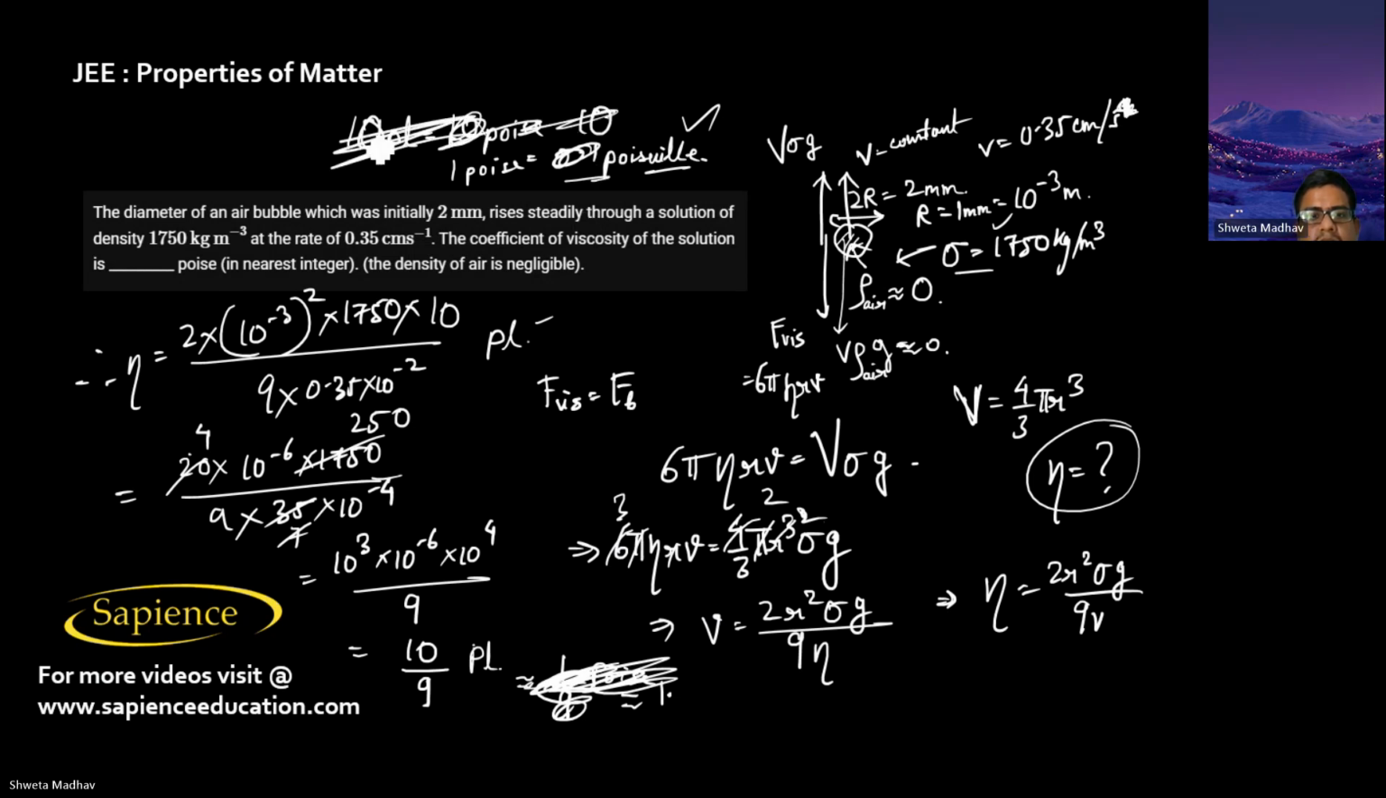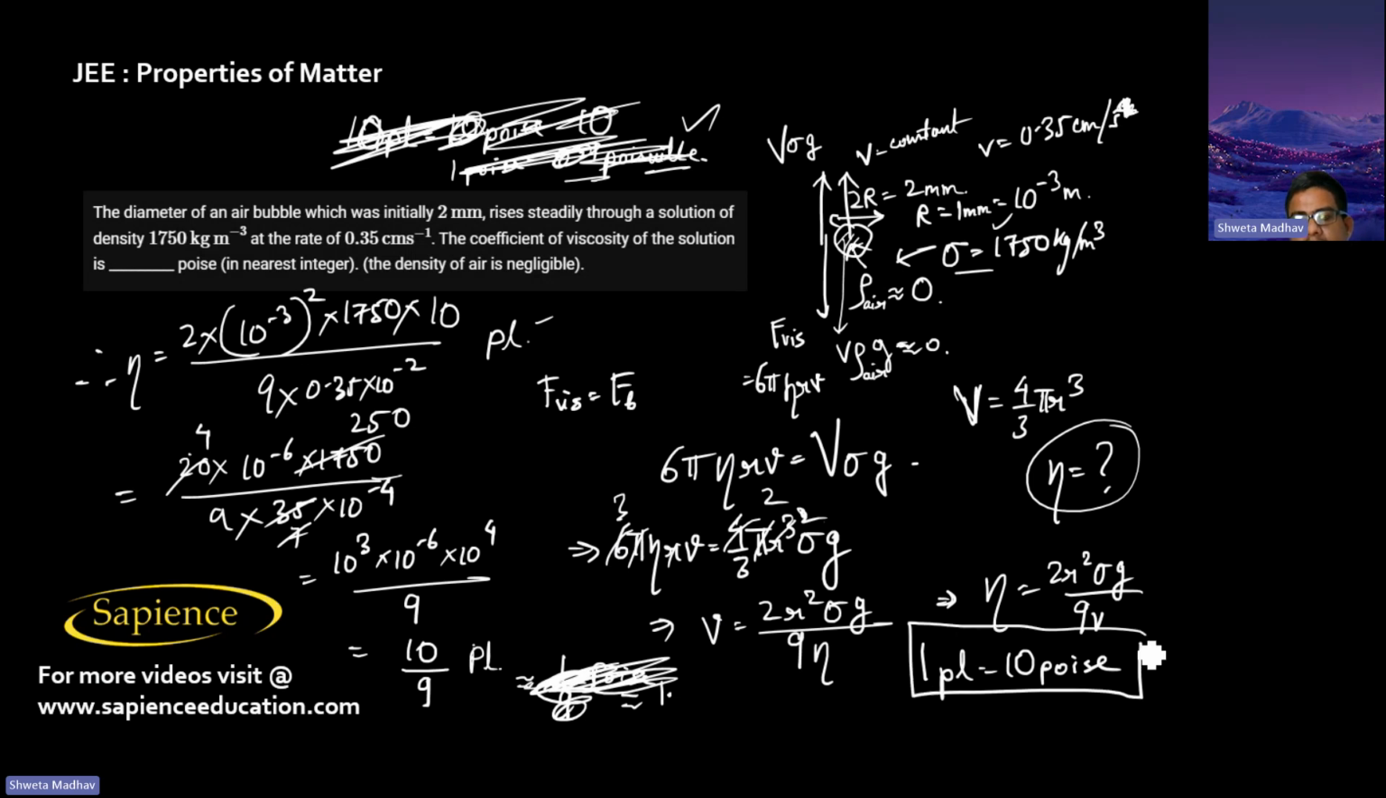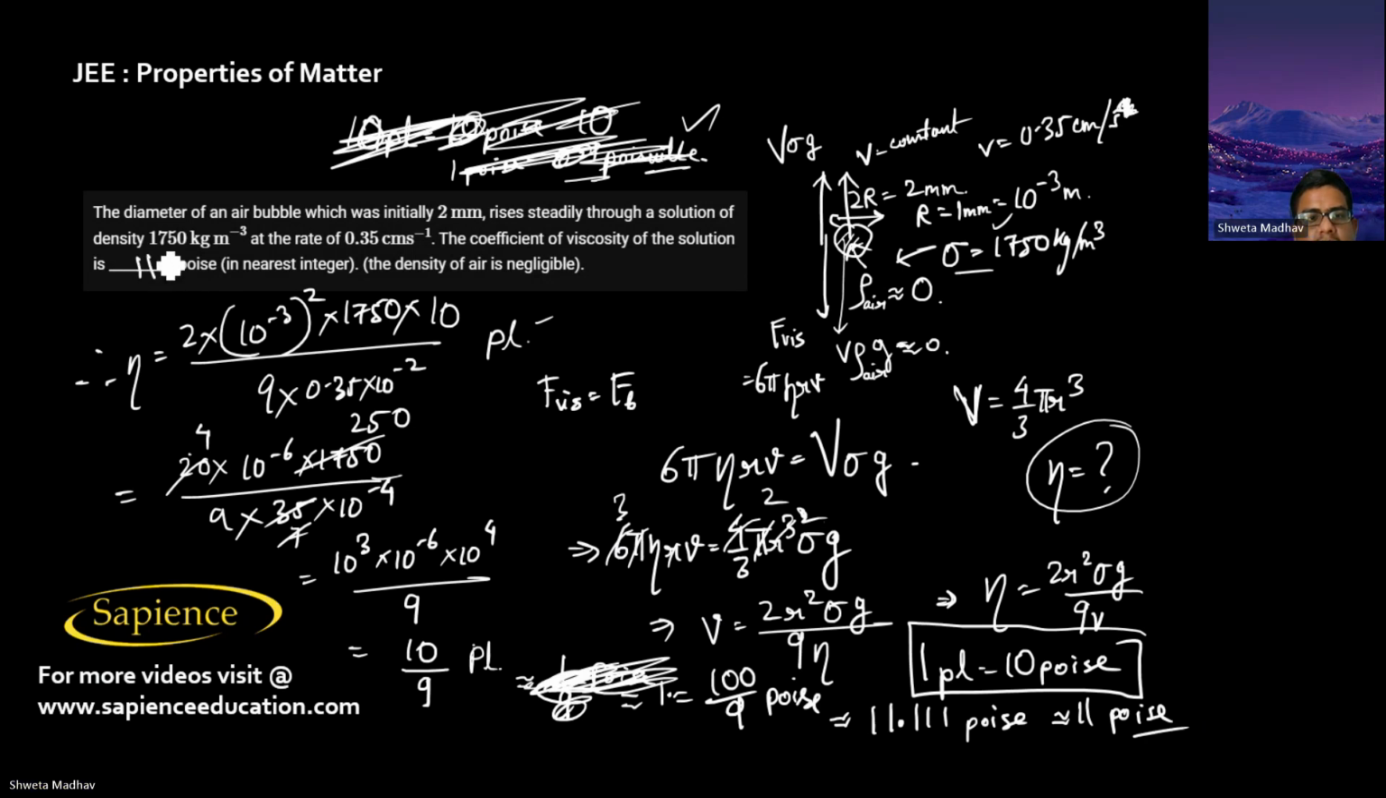Okay, so 1 Poisson is equal to 10 Poise. 1 Poisson equal to 10 Poise. So I can say this will be equal to 100 by 9 Poise, which will be equal to 11.111 Poise, which is approximately 11 Poise. So the answer will be 11. So 11 is the answer.